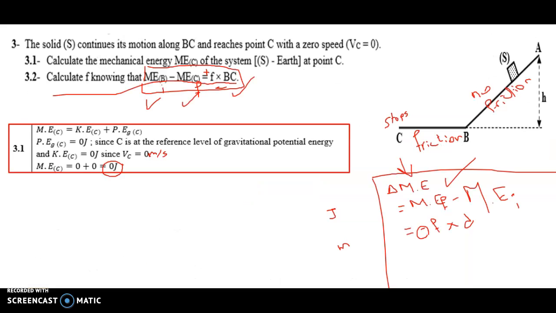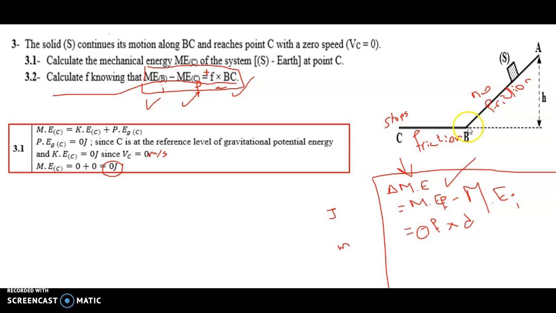Now the solid S continues its motion along BC and reaches point C with 0 speed. Calculate the mechanical energy at C of the system at point C. The mechanical energy at C is kinetic energy at C plus potential energy at C. But potential energy at C is 0 since C is on the reference level of the gravitational potential energy. And the kinetic energy at C is 0 joules since VC equals 0 meters per second. This was given. So mechanical energy at C is equal to 0 plus 0, which is 0 joules.